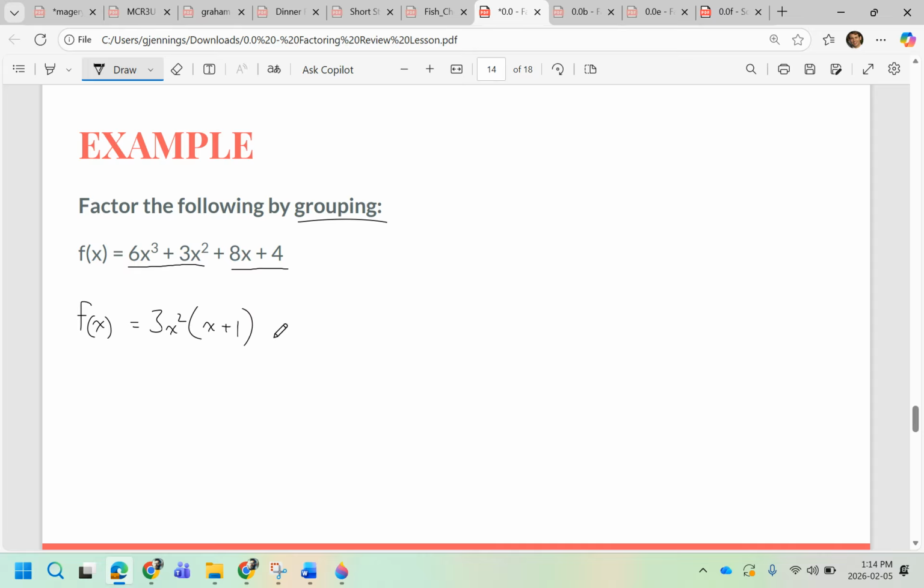And then over there, 8x plus 4. 4 is the common factor. Sorry, this is 2x plus 1. I just noticed, I'm checking my work as I go, and I noticed that I missed that. So then we have plus 4 here, and then this is 2x plus 1. As Connor noticed, we have the same ratio there and there in the coefficients as there and there, and that's why the grouping strategy is effective in this case. Okay, so now we factor that out, and we end up with 3x squared plus 4 multiplied by 2x plus 1, and we have factored a cubic.